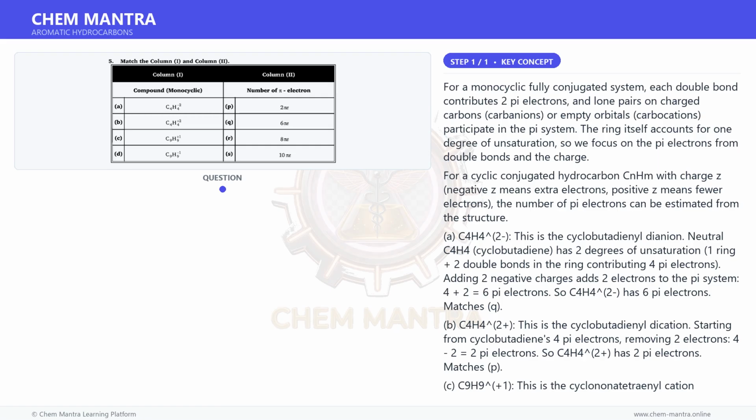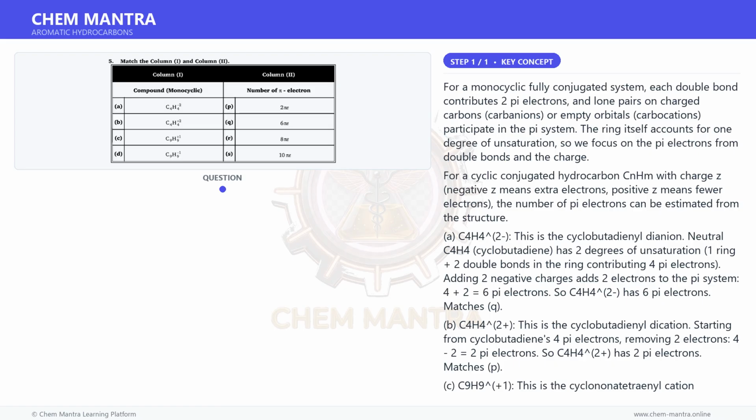For C9H9-, similar reasoning, the anion adds 2 electrons to the sp3 carbon, making it a carbanion with a lone pair entering conjugation, giving 8 plus 2 equals 10 pi electrons. Matches S. Summary. A. C4H4 2-, 6 pi electrons, Q.